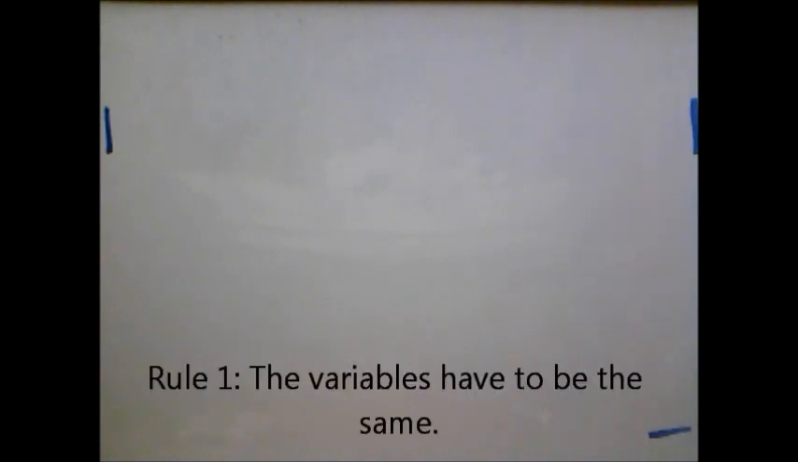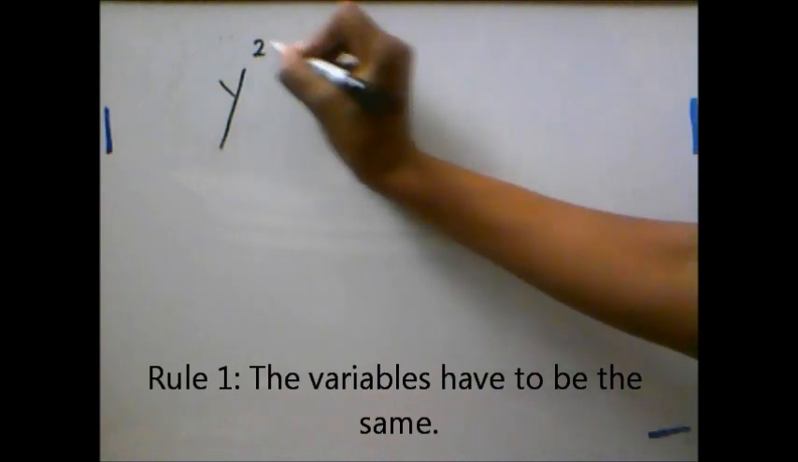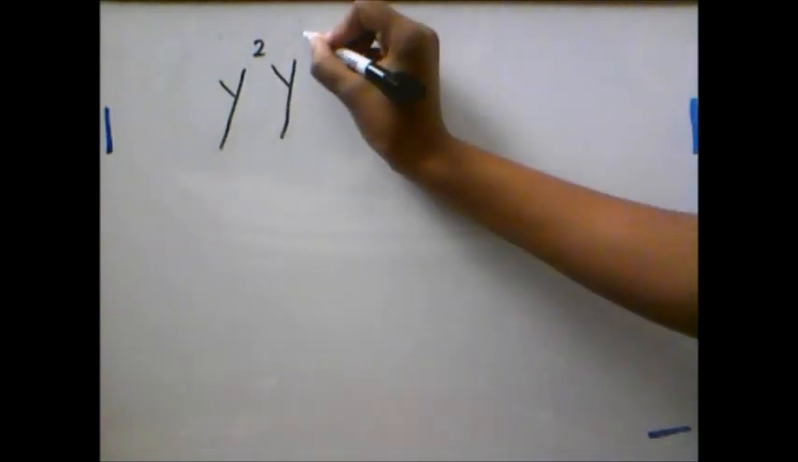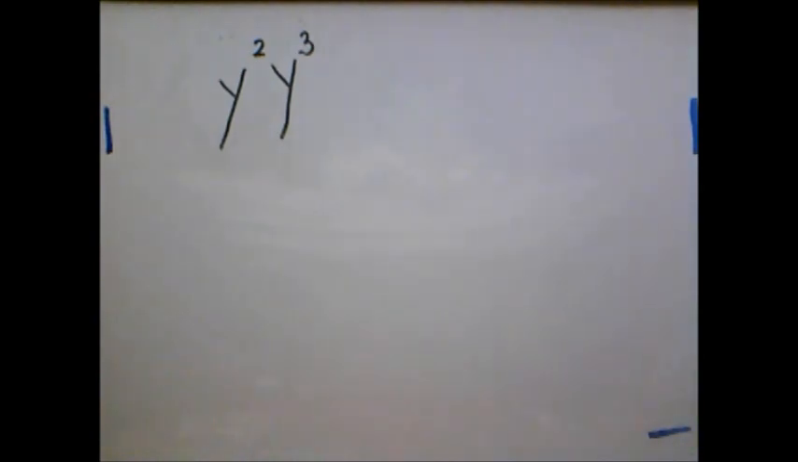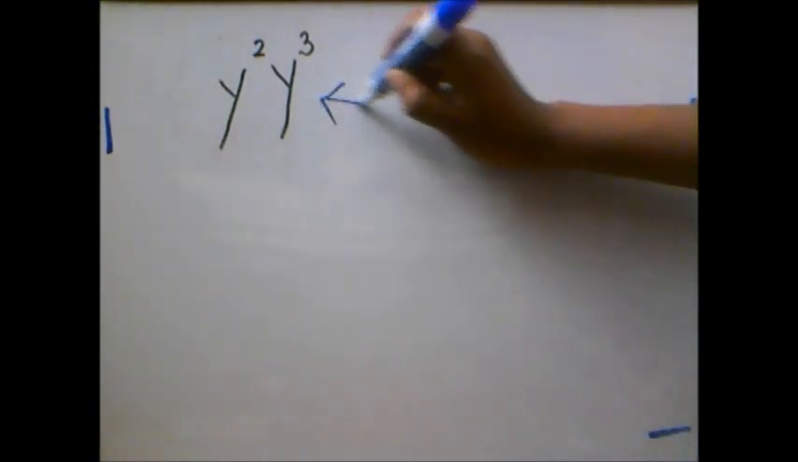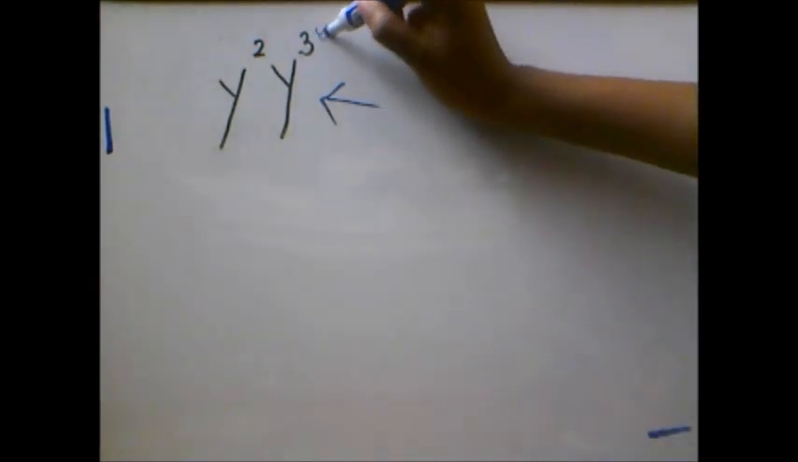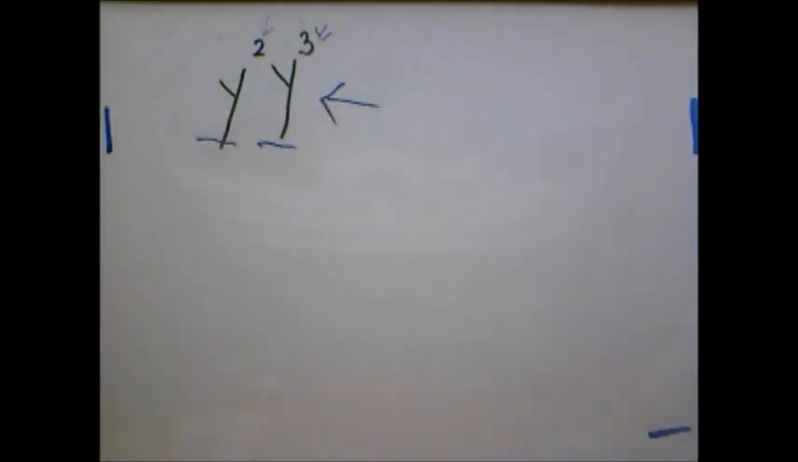For this particular rule, the variable has to be the same. Let me give you an example. If you were asked to multiply y to the second power times y to the third power, the first thing you have to ask yourself is, can this be done? We've already established that the variable has to be the same. Let's establish what the variable is. Y is the variable. The degree or exponent is 3 and 2. Since the variable is the same, it can be multiplied.